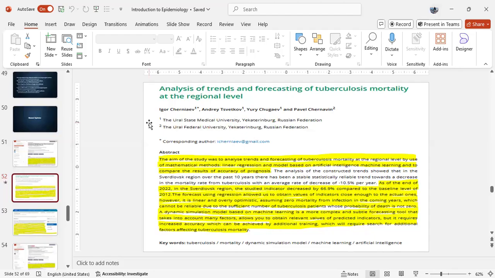A dynamic simulation model based on machine learning is a more complex and subtle forecasting tool that takes into account many factors and allows you to obtain relevant values of predicted indicators, but it requires increased accuracy, which can be achieved by additional training, which will require a search for additional factors affecting tuberculosis mortality.